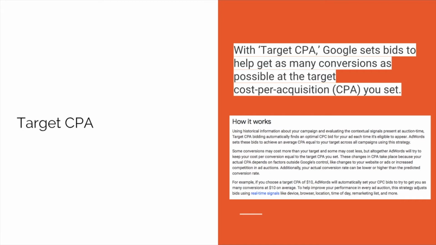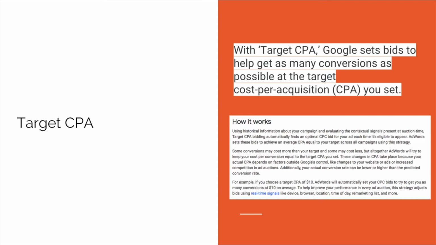Using historical information, I mean using the history of your ads and evaluating the different auction times and different auction parameters that Google has, target CPA bidding will let you find an optimal bid for your ad each time it's eligible to appear. While you have set the target CPA as $20, Google automatically keeps that in mind and starts looking at the optimal CPC that you should bid to achieve your business goals. Then AdWords sets these bids to achieve an average CPA equal to your target across all campaigns by using this strategy. Not just that, you don't have to do it every time.